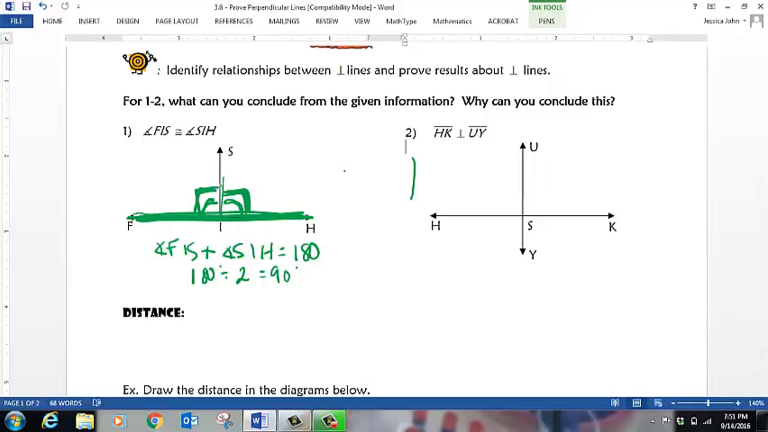Now for number two, it says segment HK, it should say line. My little arrows disappeared. Hopefully you guys have it on your sheet.